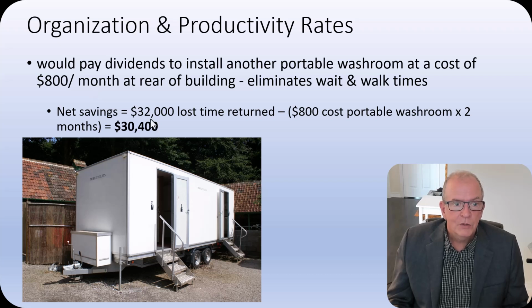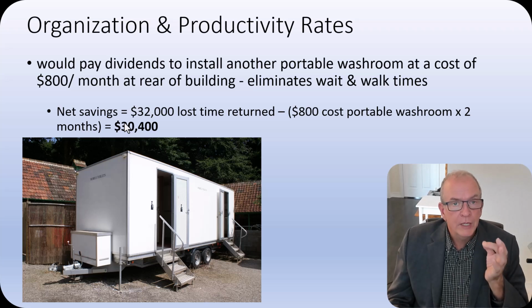And so you're thinking, well, $800 a month, 2 months, $1,600. Get the extra washroom, right? And if you get the extra washroom, it's going to cost you an extra $1,600. So an extra washroom would basically cost you an extra $1,600, and you're not wasting this money. You're not wasting this money then. So this is a big opportunity here.